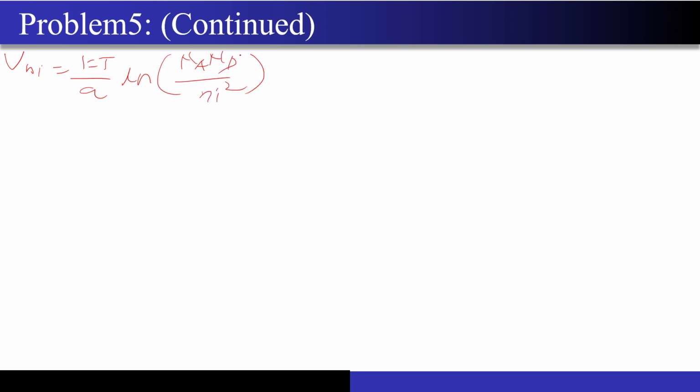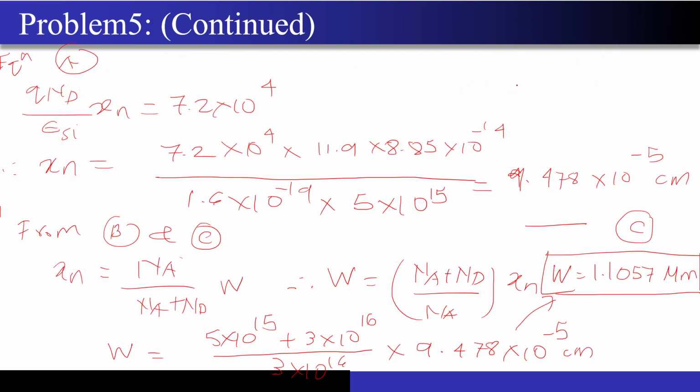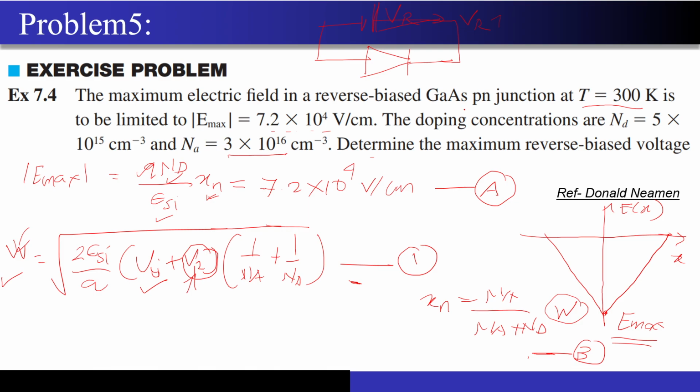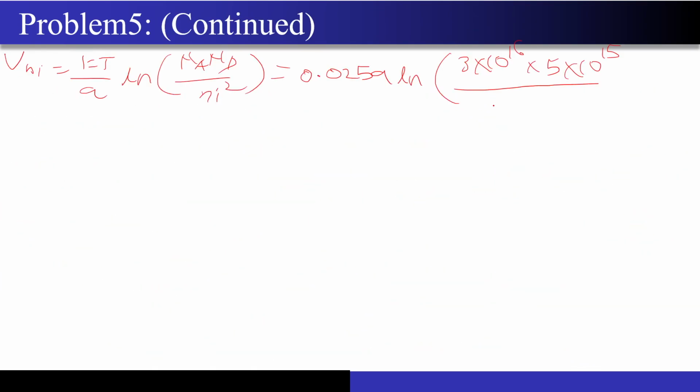Now let's substitute each and everything. So KT by Q I already know, 0.0259, into ln of what? Na into Nd, 3 into 10 to the power 16 into 5 into 10 to the power 15. And Ni, let me check whether this was gallium arsenide or silicon. This was gallium arsenide, so Ni is nothing but 2 into 10 to the power 6, the whole square.